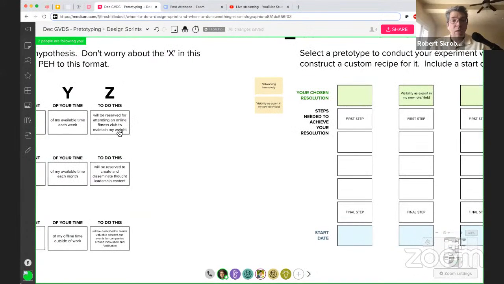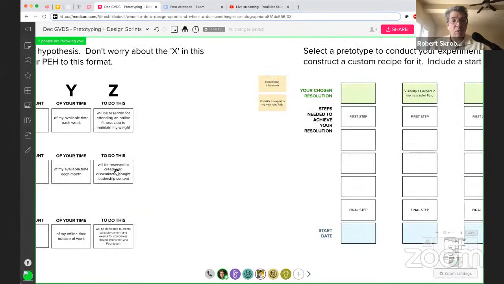So if you're going to be creating and disseminating thought leadership content, in this example, how will you go about doing that in 5 steps? What are some specific concrete actions you're going to take for this particular resolution? And when would you start?